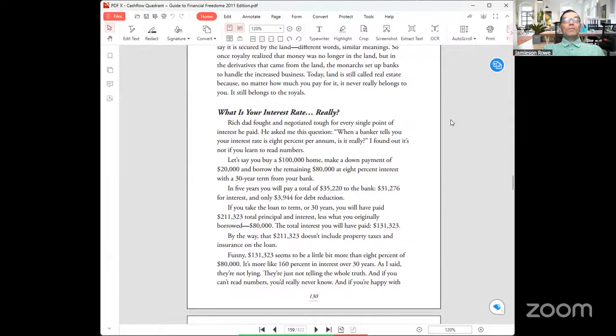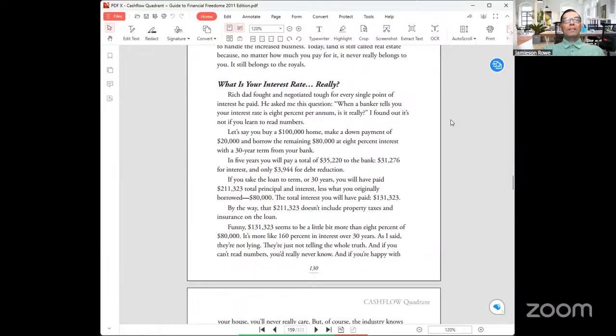What is your interest rate, really? Rich Dad fought and negotiated tough for every single point of interest he paid. He asked me this question: when a banker tells you your interest rate is 8% per annum, is it really? I found out it's not if you learn to read numbers. Let's say you buy a $100,000 home, make a down payment of $20,000, and borrow the remaining $80,000 at an 8% interest rate with a 30-year term from your bank.